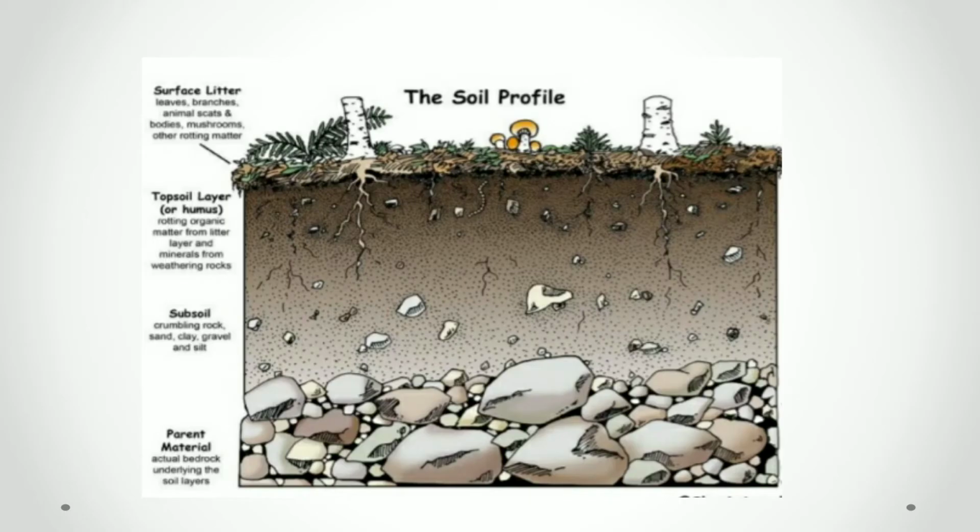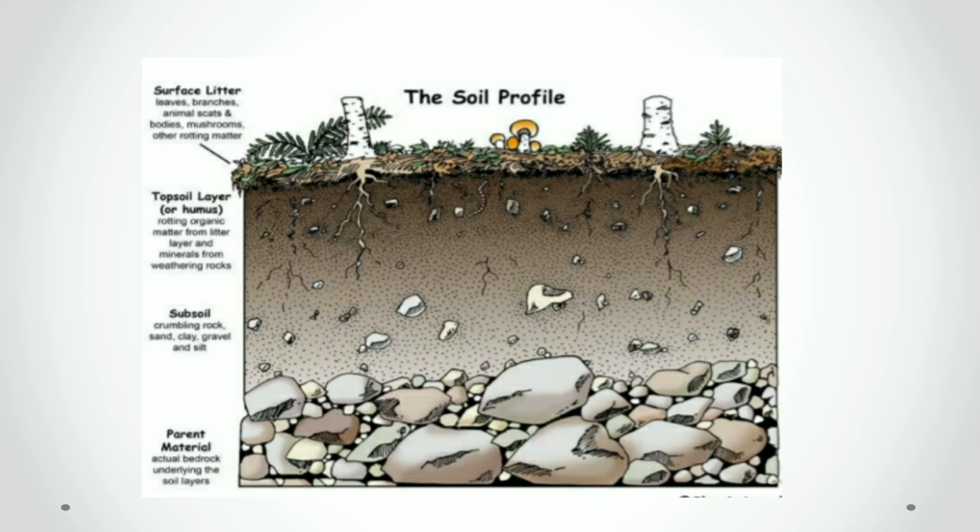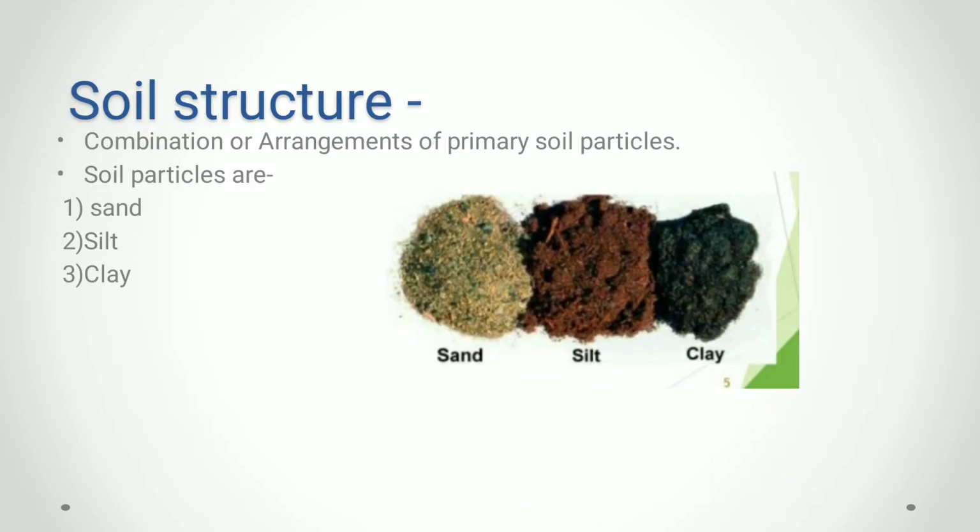It is the vertical section of the soil showing the various layers from the surface to the unaffected parent material. The soil profile is one of the most important concepts in soil science. See how different horizons are enveloped in the soil profile, that is soil.